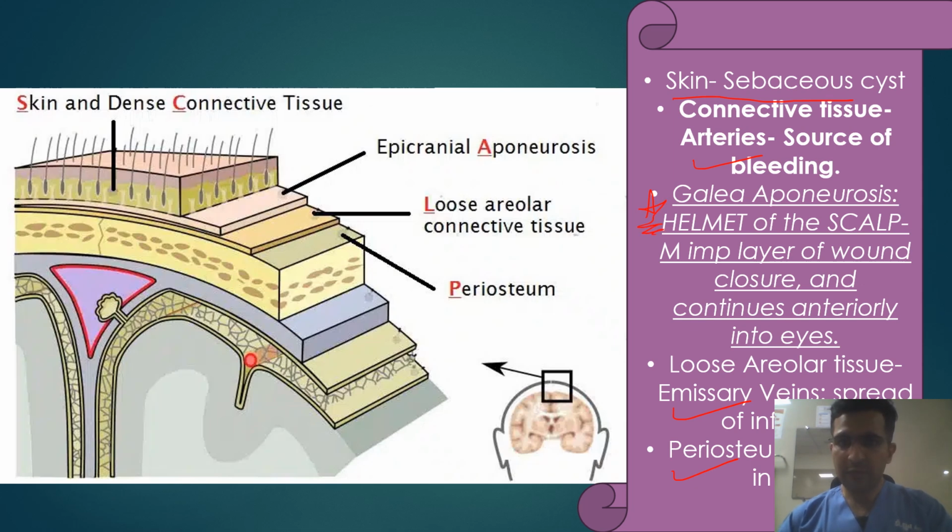What is the other name for Galea? It is also known as helmet of the scalp, and it's a most important layer for wound closure, and it is continuous anteriorly into the eyes. Remember this point. The next question is going to be from this one.